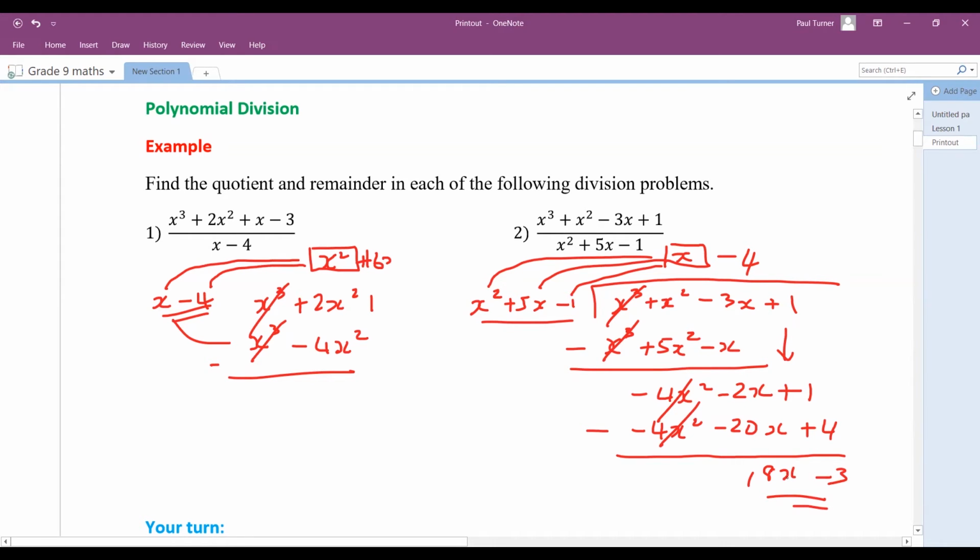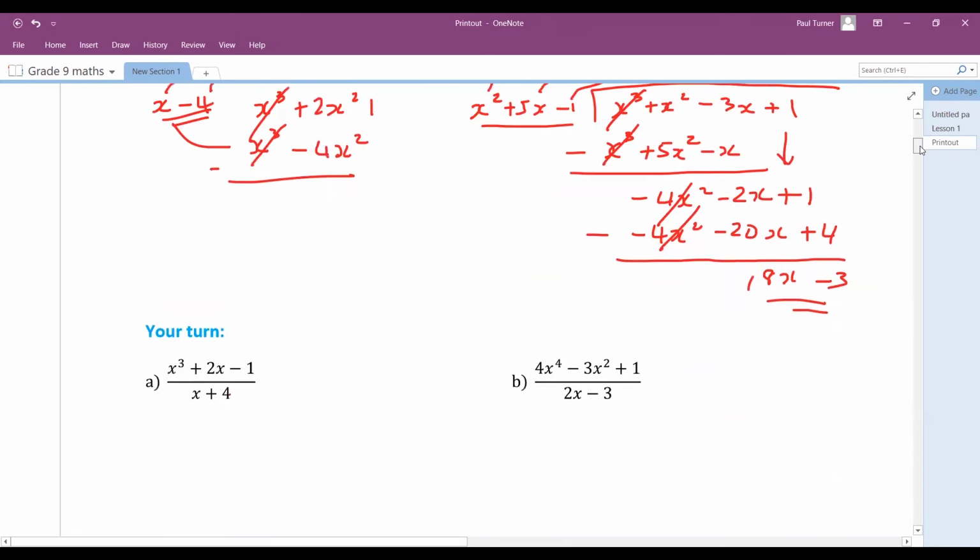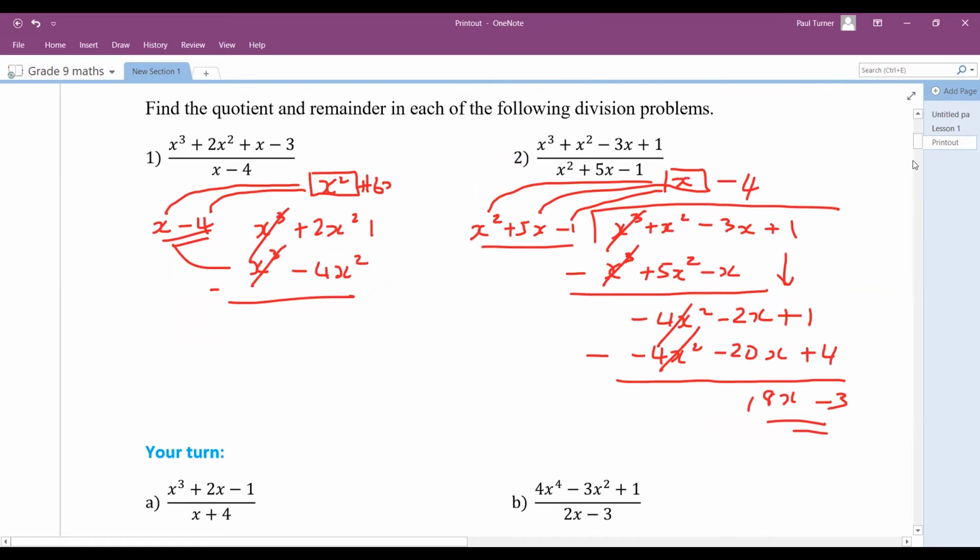So your remainder can have x in it. It depends on what you're dividing by. Okay, so that doesn't really matter. Do you want to copy that down? Anyway, so I'll leave it there.